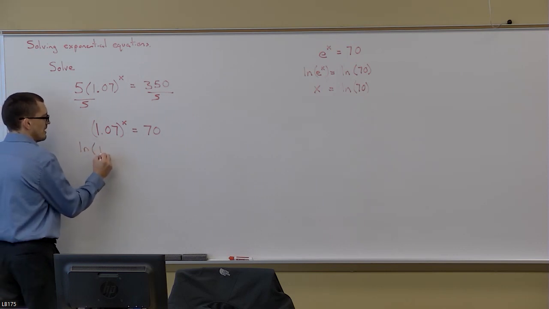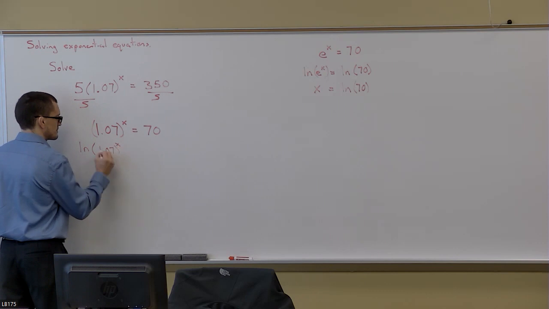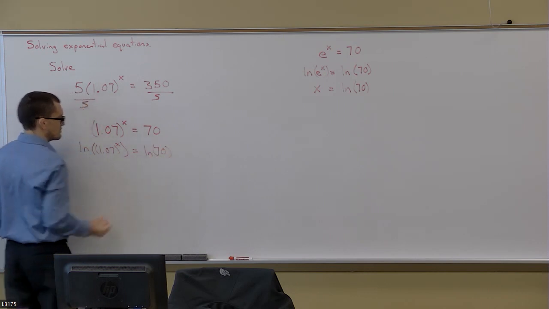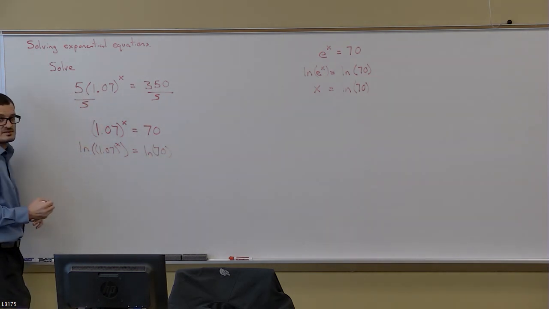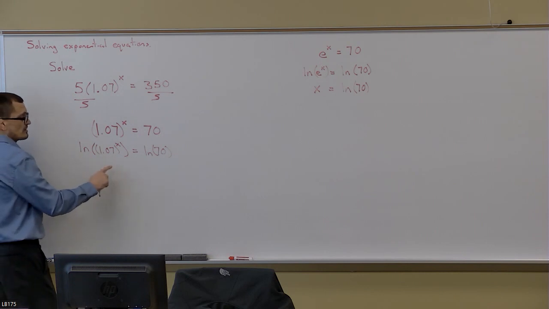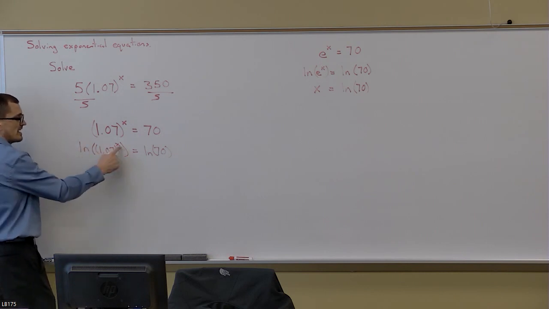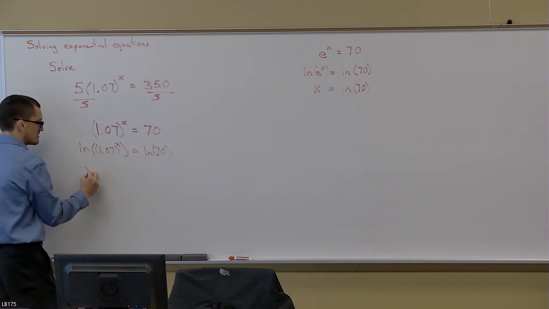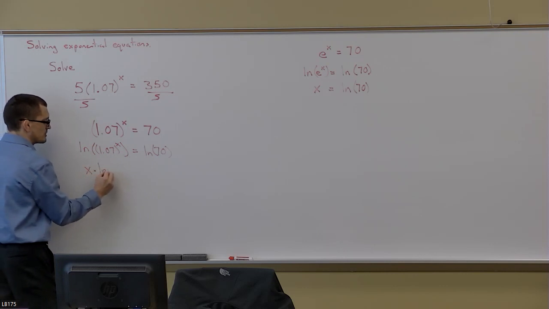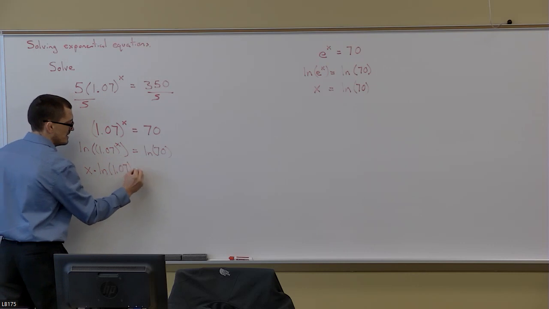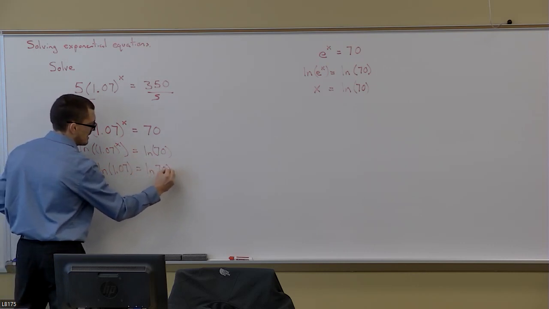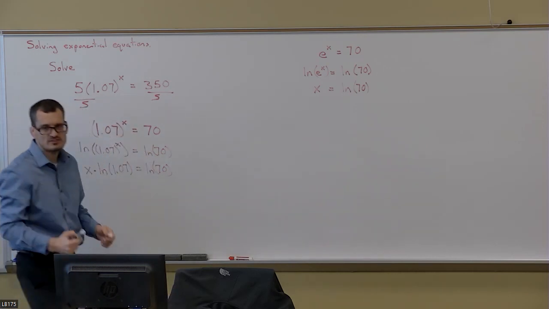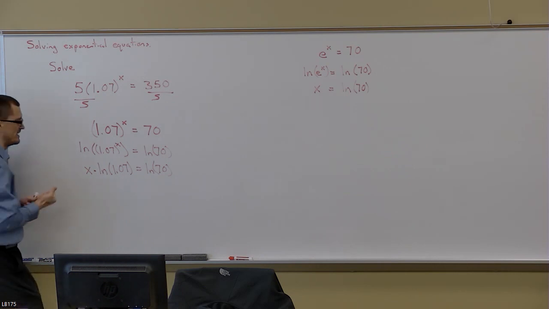So I'm going to apply natural log to both sides. If I apply natural log to both sides, then I can take the x out front because of the rule we learned last class period. So x times the natural log of 1.07 equals the natural log of 70. Now, natural log of 1.07, that's just a number. So I can divide both sides by that number.